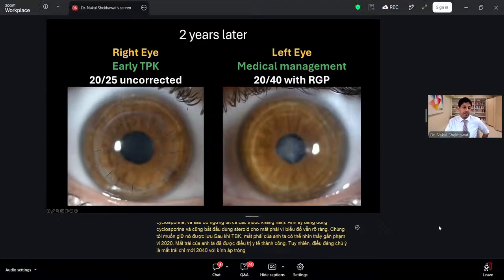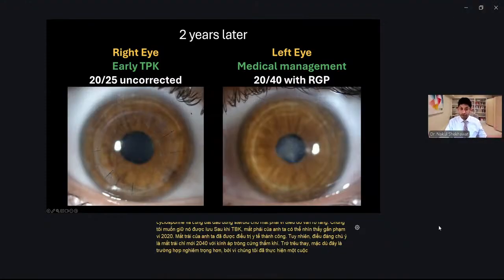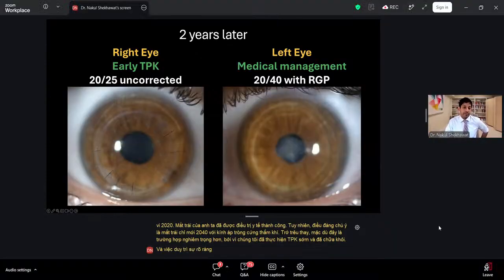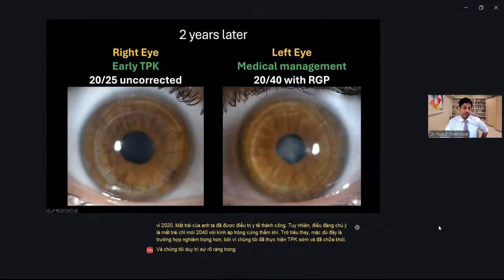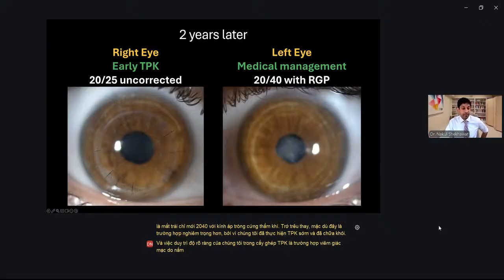So ironically, even though this was the more severe case, because we did early TPK and we achieved cure of infection and a retention of clarity within the TPK graft, his more severe fungal keratitis ended up being the better seeing eye in the end compared to the eye with a corneal scar.